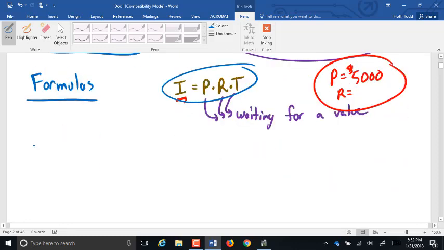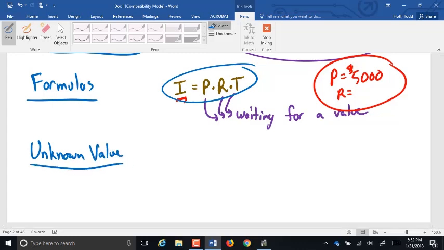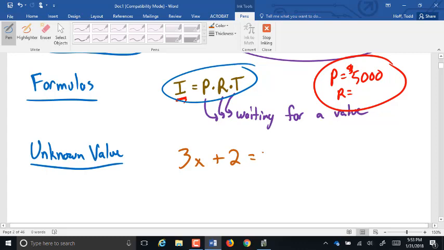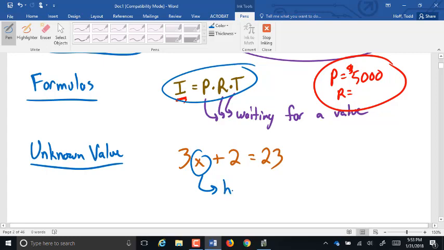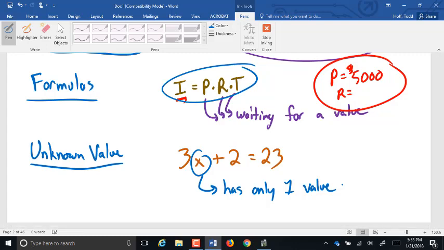And finally, it is an unknown value where it has a specific value. We just don't know what it is yet, but we can find it. And that'll come in equations like this. 3x plus 2 equals 23. Here, x has only one value. And we can go ahead and proceed to figure out what that value is. We'll talk about those later on in class tonight.